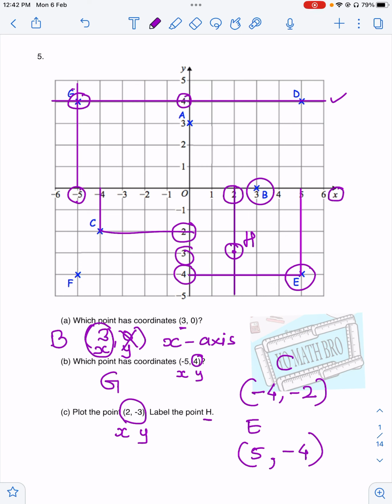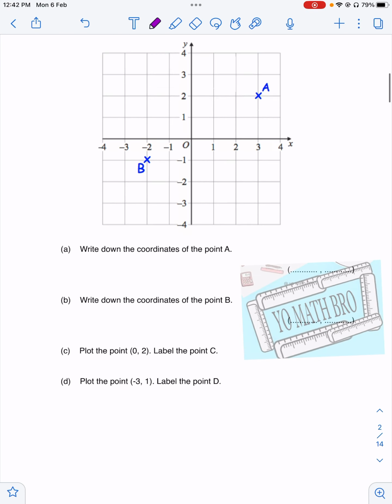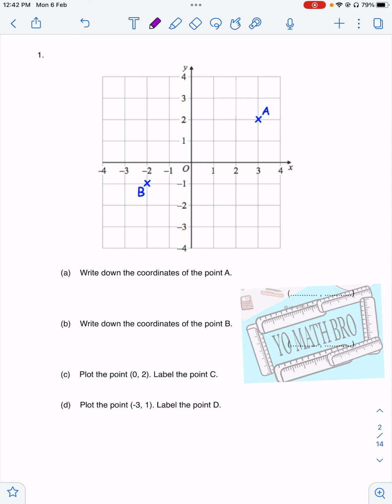This is how we got the first step of identifying the coordinates, and with the help of coordinates, how to draw the point. Let us check the second question. They say, write down the coordinates of point A. Now, without drawing the line, let us check point A. You can see it is intersecting the x-axis. If I draw an imaginary line, it will intersect at 3.